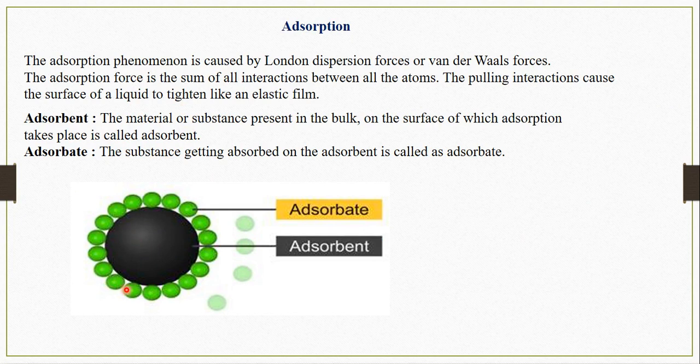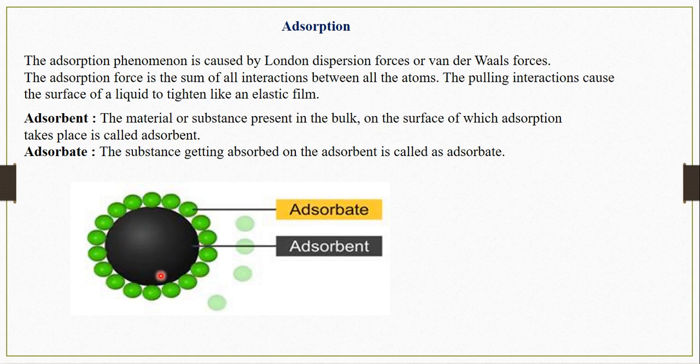This adsorption phenomenon is because of the London dispersion force, which is also called van der Waals forces. So in adsorption, the force is the sum of all the interactions between these atoms. The pulling interactions cause the surface of the liquid to tighten, or the formation of an elastic film.